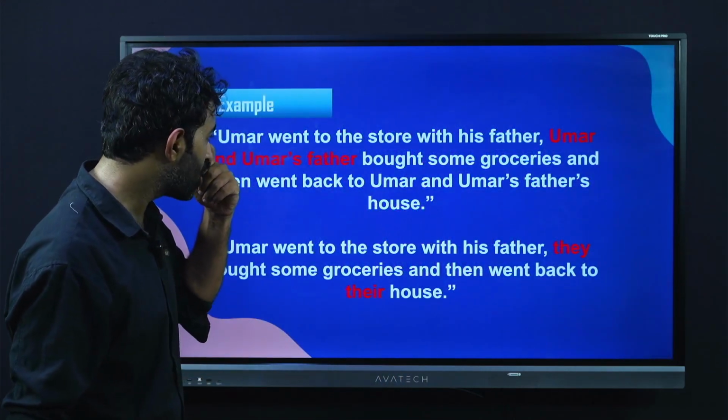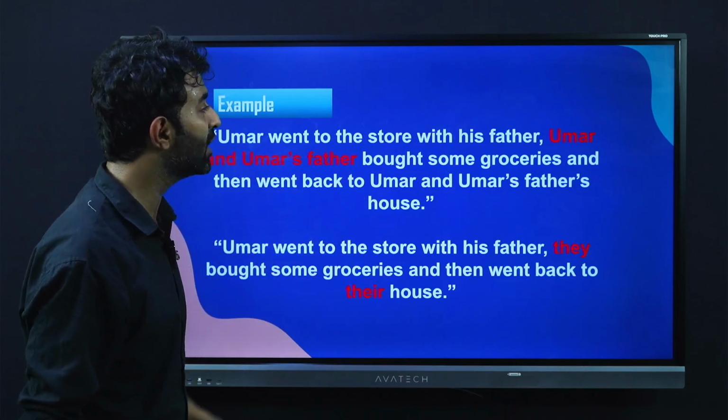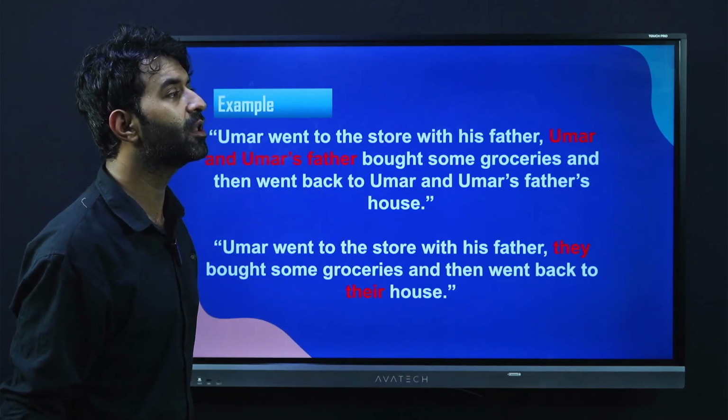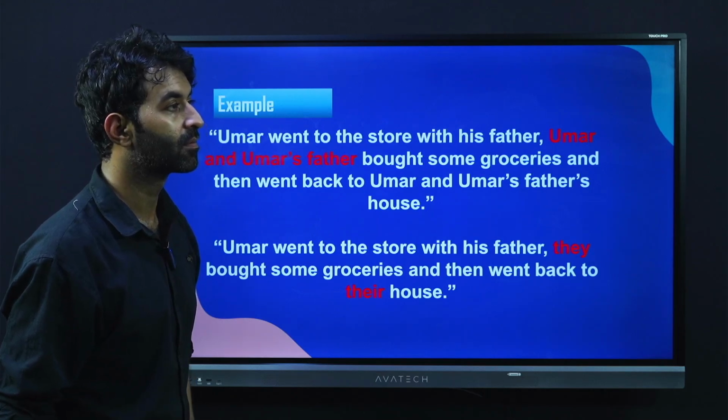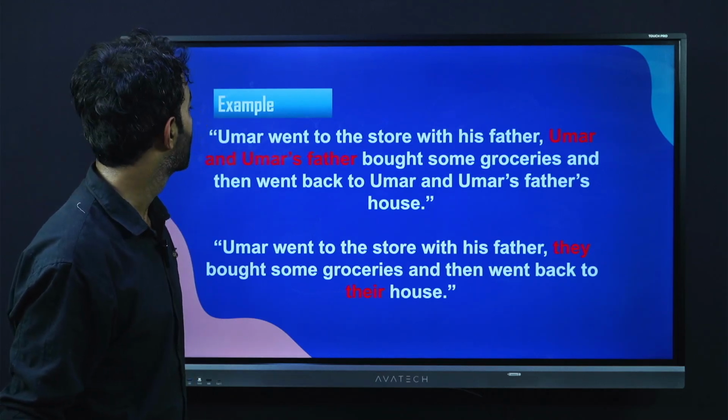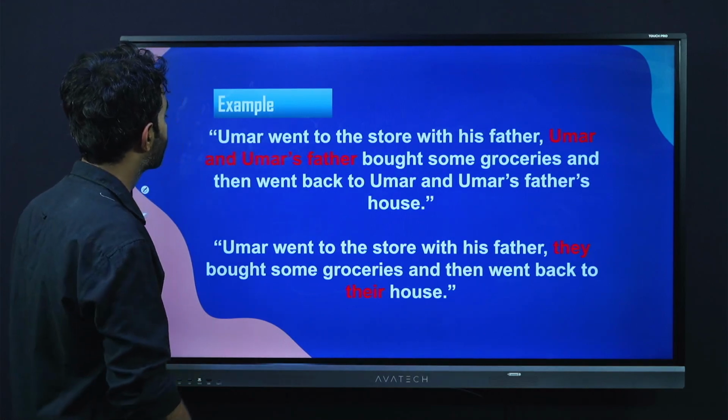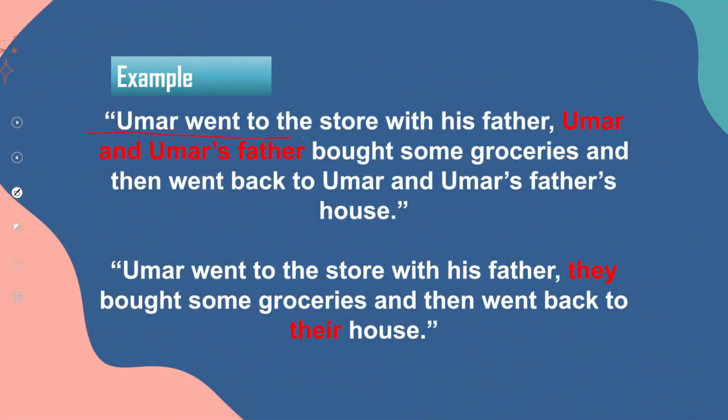Now, let's look at this example. Students, can you read this one? Is it visible? Yes, sir. Okay, let's see. It says, Umar went to the store with his father. Umar and Umar's father brought some groceries and then went back to Umar and Umar's father's house.